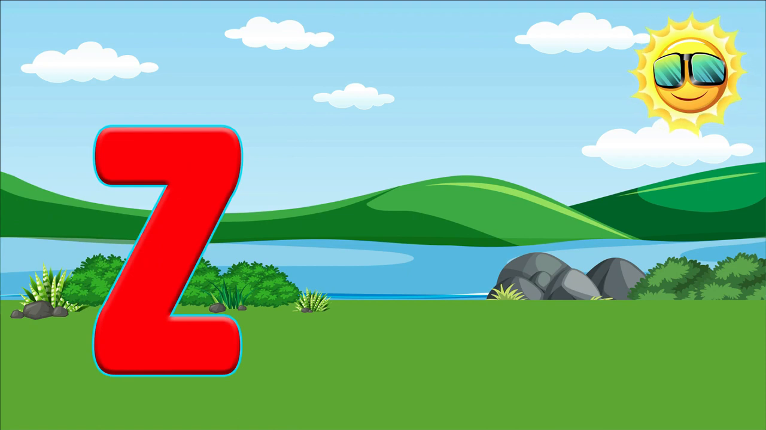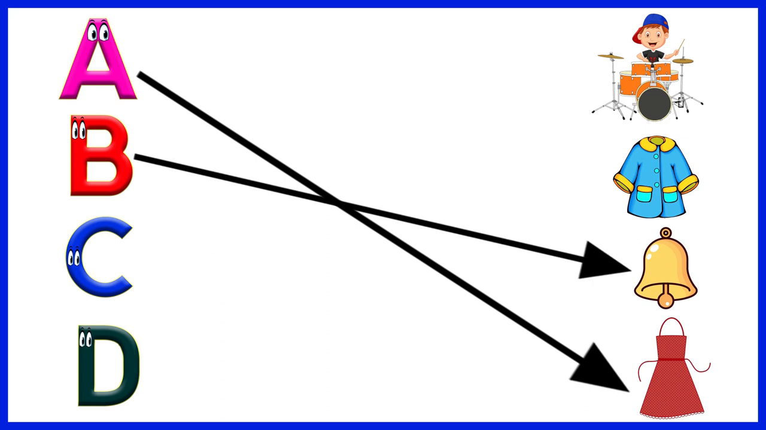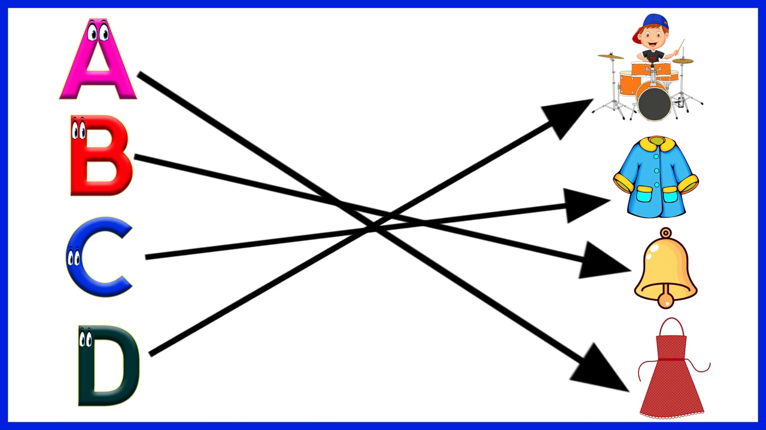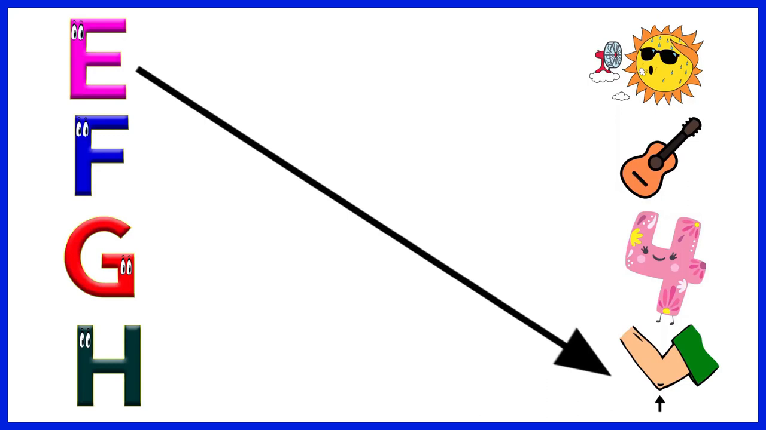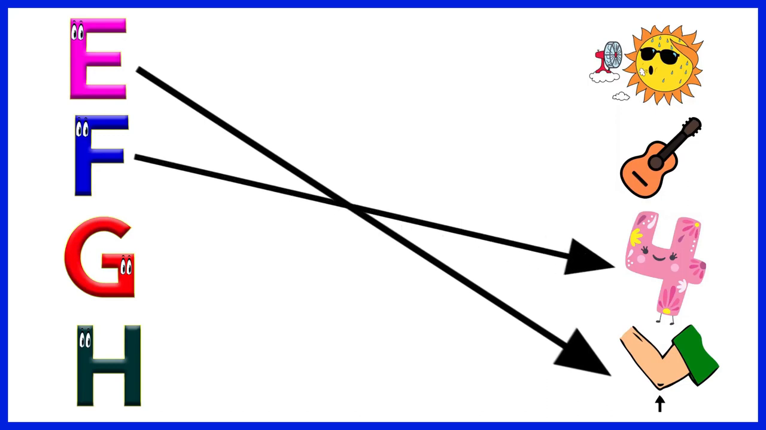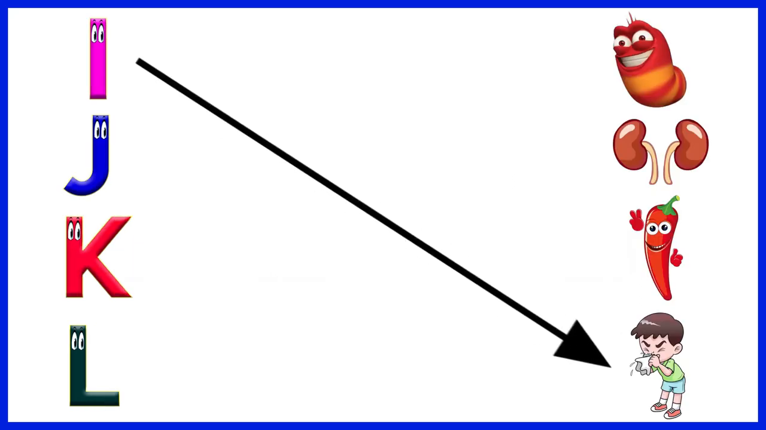A for apron. B for bell. C for coat. D for drummer. E for elbow. F for four. G for guitar. H for heart. I for ill.